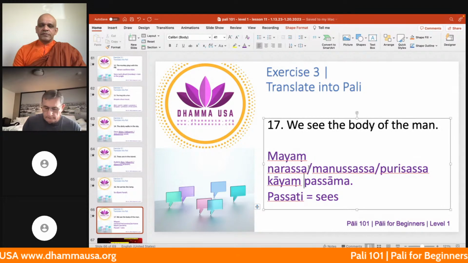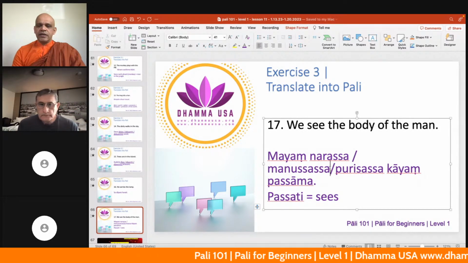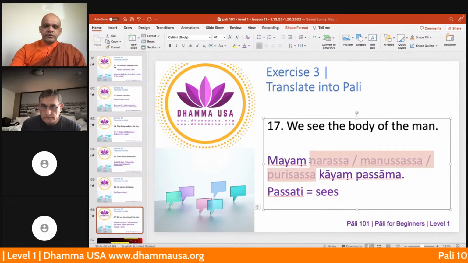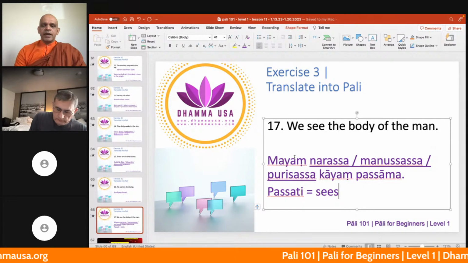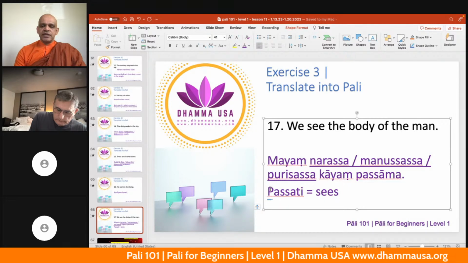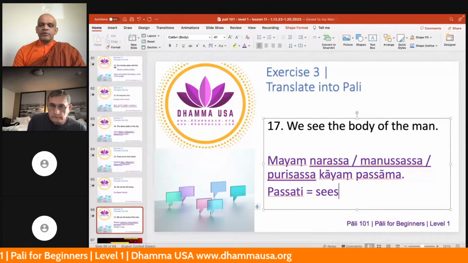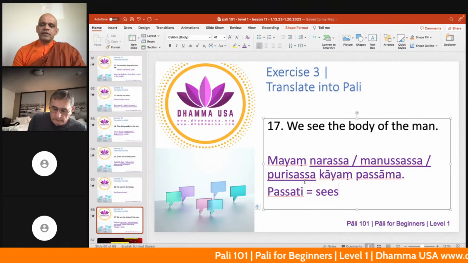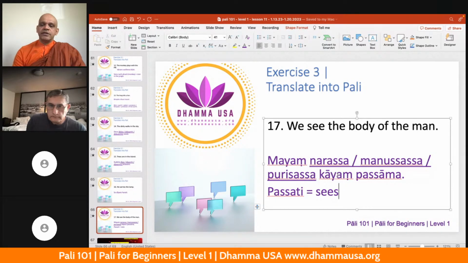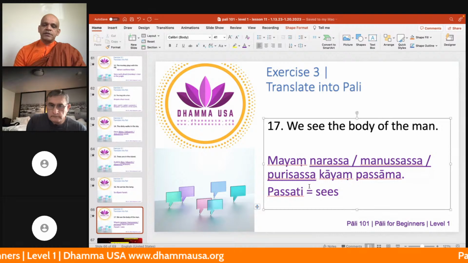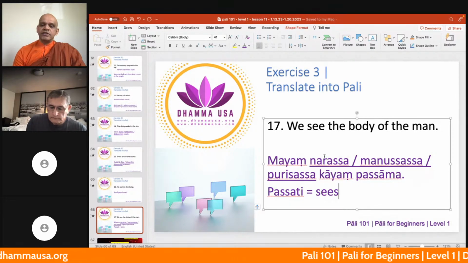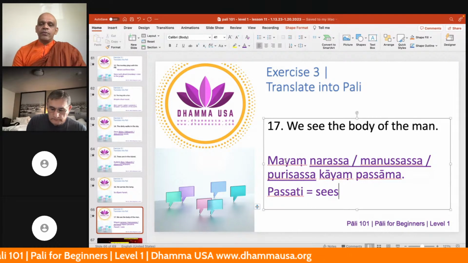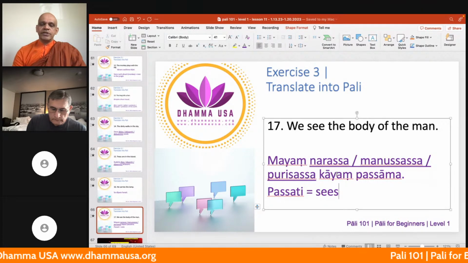Very good. Sadhu. Mayam Narassa Kayam or Manussassa Kayam. So either one can be used, and Purisassa also. Mayam Kayam Passama is the main sentence, right? Narassa came before because this is the adjective. Remember, it comes before the object. The description comes before the word. Kayam is the main thing here, and the description of the Kayam is Narassa. That is the idea again. Mayam Narassa Kayam Passama, or Mayam Manussassa Kayam Passama, or Mayam Purisassa Kayam Passama.